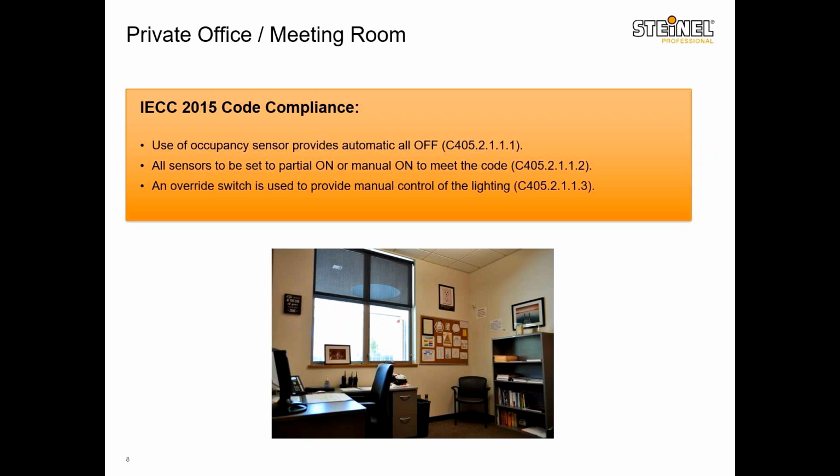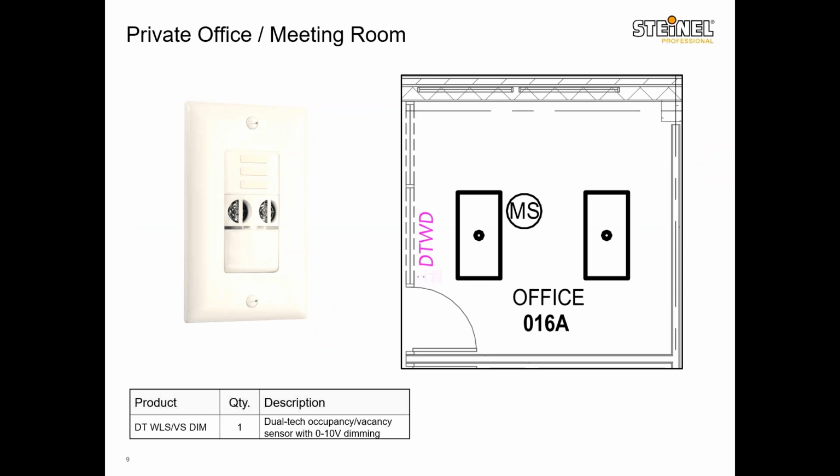Again, for offices up to 300 square feet, we recommend using our DTWLS DIM or VS DIM, or if it's not a dimming application, you can use the DTWLS 1-W, just to cover the code requirements in the possible one or two offices you may have in a self-storage center.